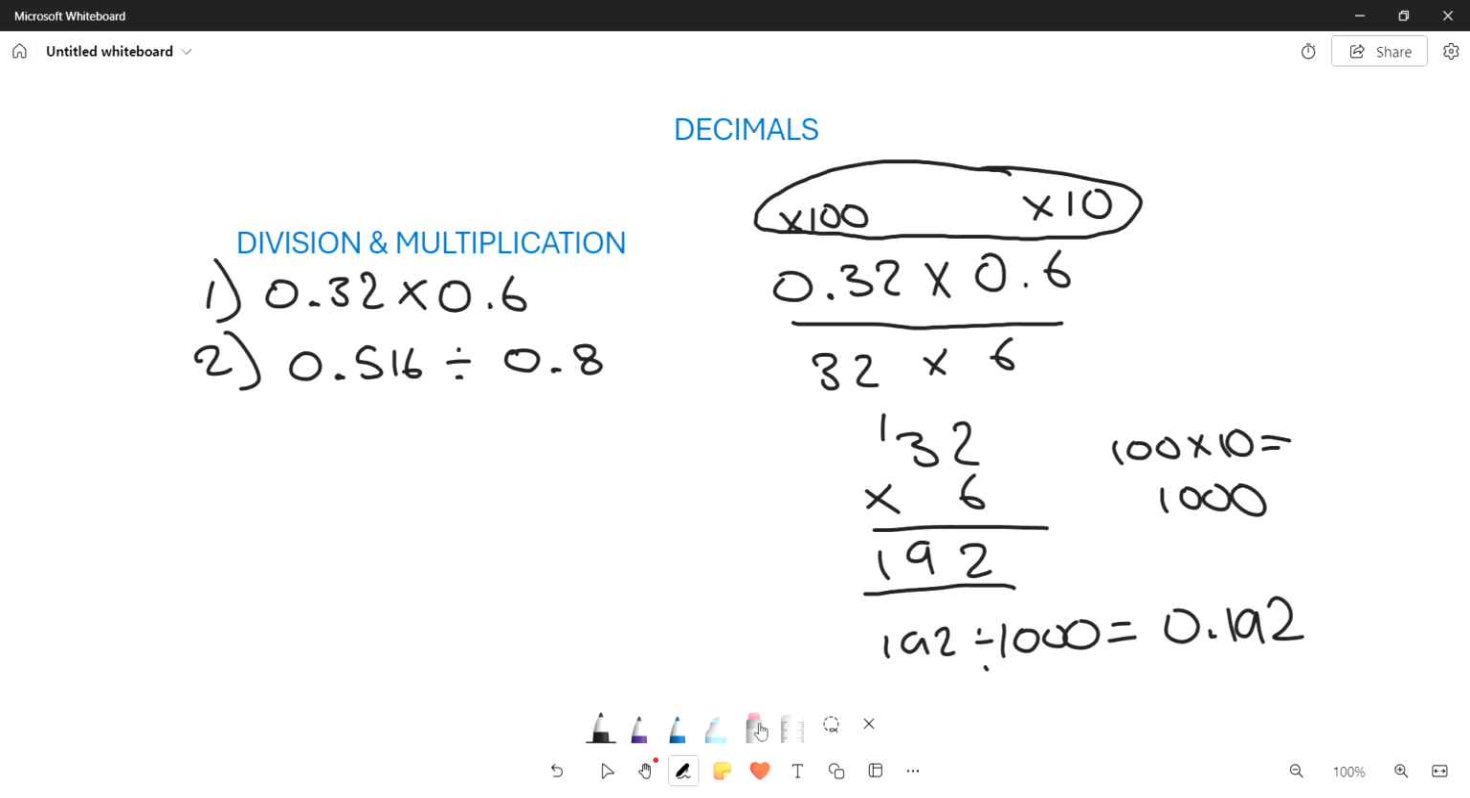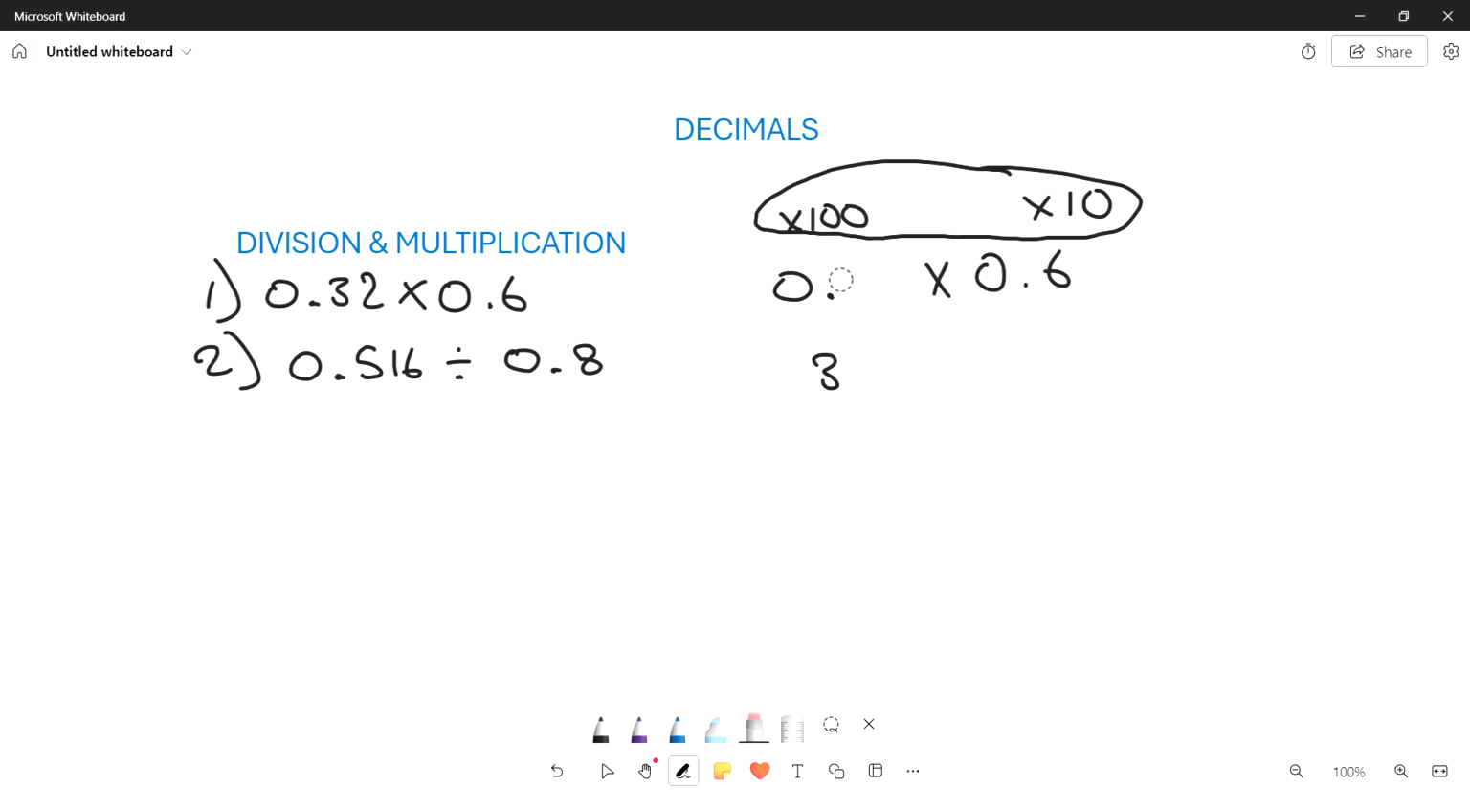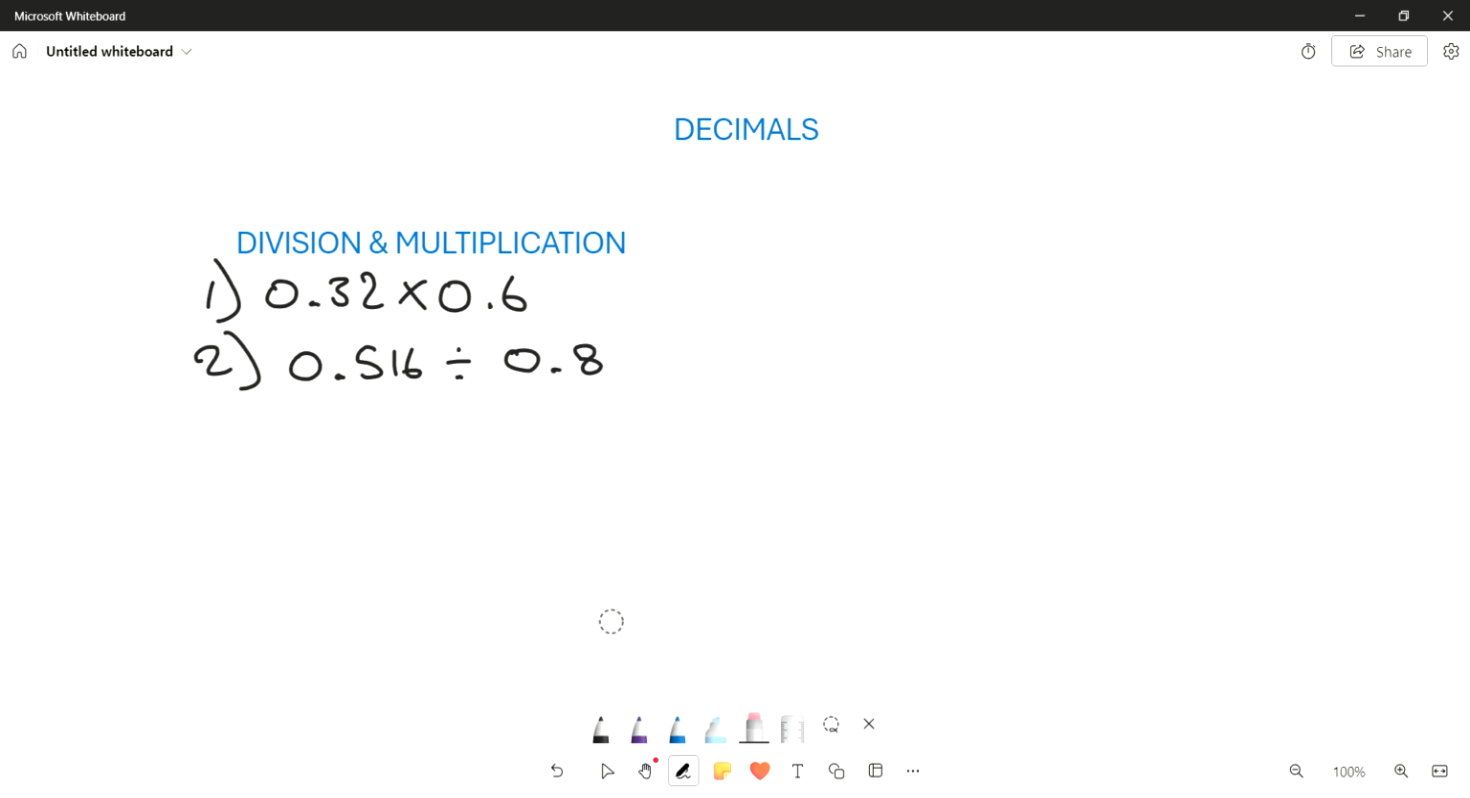Now when it comes to division, it's slightly different. And that is because whatever you multiply one number by, you have to multiply the other number by as well. So in this case, we need to multiply 0.8 by 10. Why 10? Because in this case, we need to make sure that the number on the right side is a whole number. So the number on the left doesn't have to be whole, just the number on the right. Right? So to make this number a whole number, we had to multiply it by 10. And so we have to multiply the left side by 10 as well. Right? So this now gives us a new equation of 5.16 divided by 8.